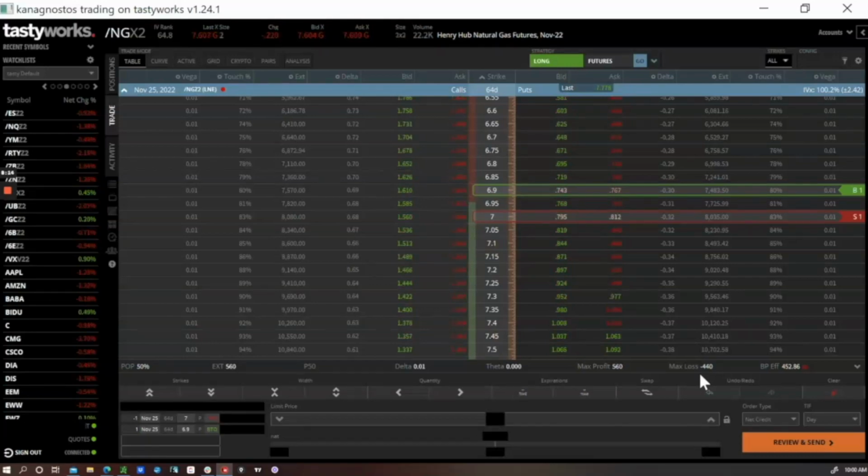So again, this is not a trade to set up today because we don't know yet how far natural gas is going to retrace into that timing window. So let's keep an eye on the natural gas chart.